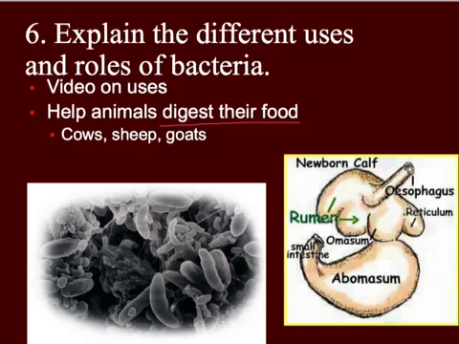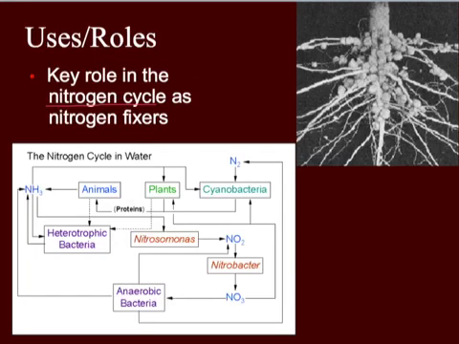So some roles, just real quick, explain the different uses and roles of bacteria. They help us digest our food. You have bacteria inside your stomach, and they help you digest your food. It's a symbiotic relationship. They get what they need, you get what you need. So they help animals digest their food. I'm going to go through these pretty quick. They're used in the nitrogen cycle, a key role as nitrogen fixers. Plants use these all the time so that they can get the nitrogen they need from the atmosphere.